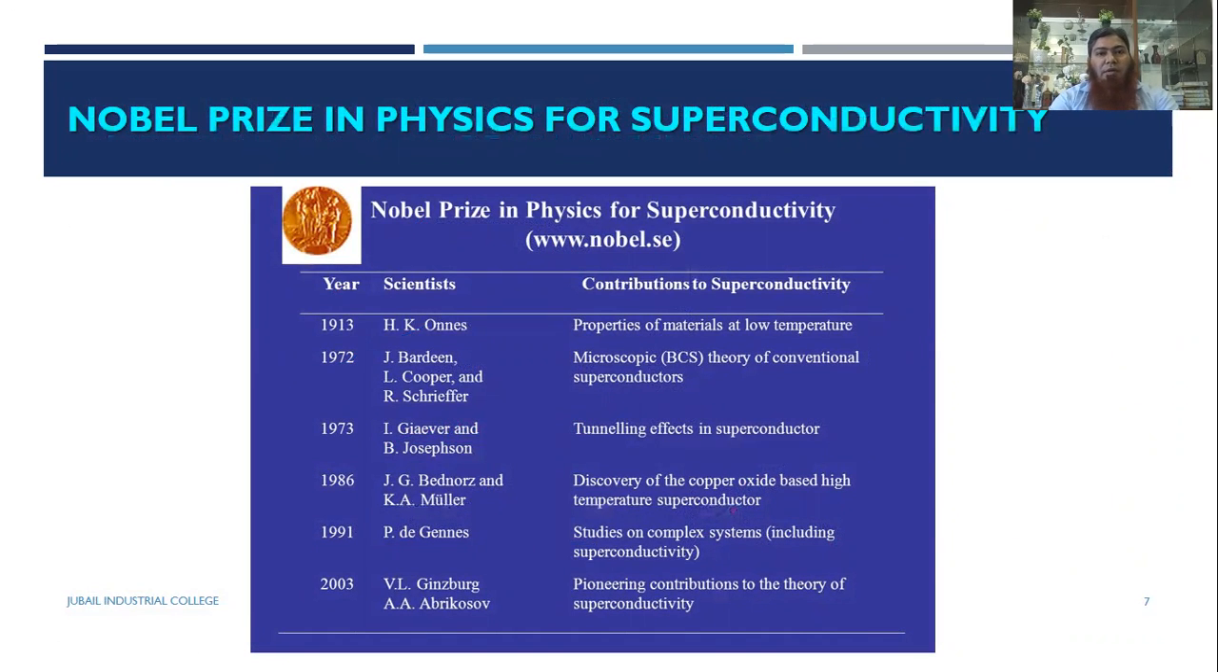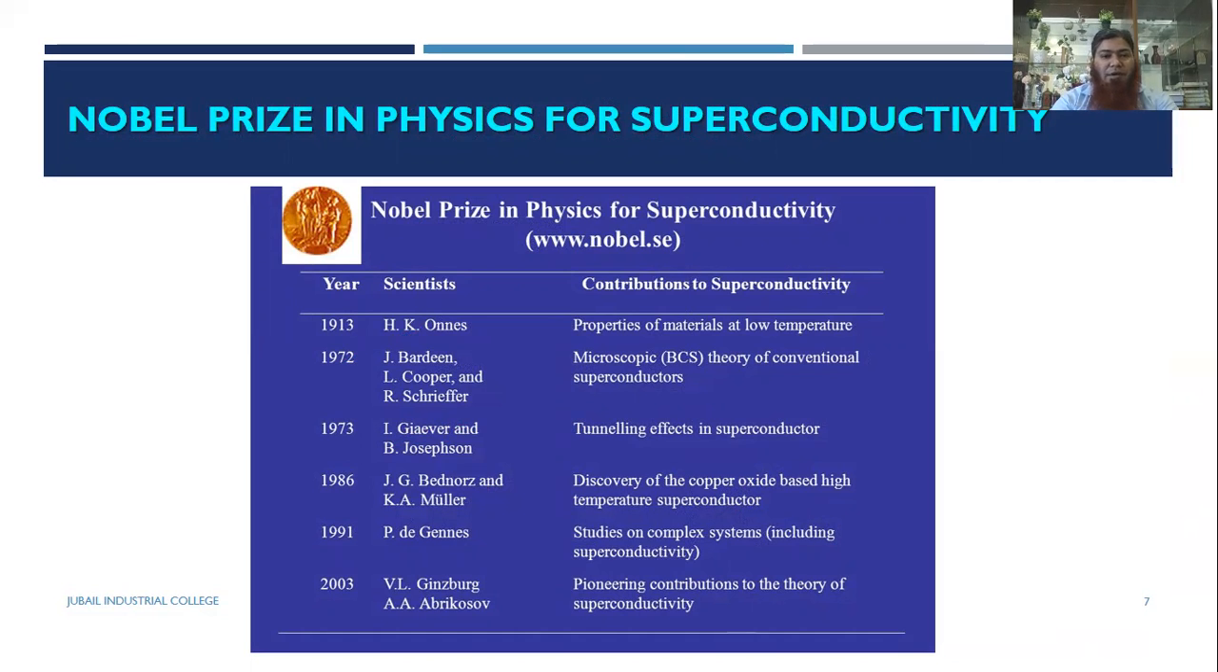There are Nobel Prizes in physics in the superconductivity field. The first was given in 1913 to Kamerlingh Onnes for the properties of materials at low temperature. After that, in 1972, it was given to Bardeen, Cooper, and Schrieffer for the BCS theory of conventional superconductors. Also in 1973, it was given to Josephson and co-workers for the tunneling effect in superconductors.